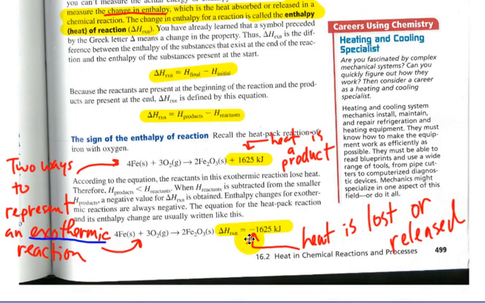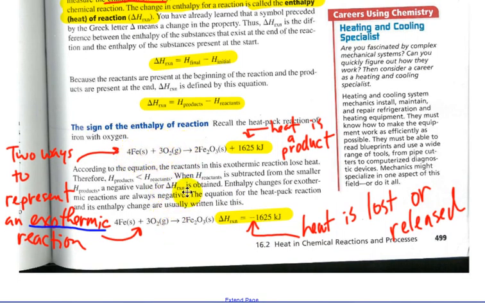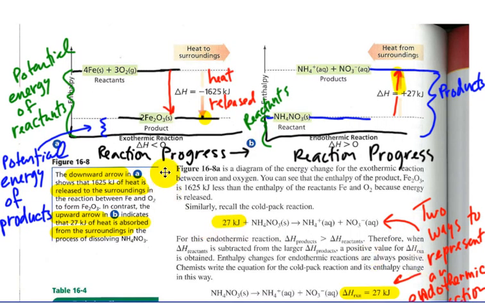Just like if you had $20 in your pocket and you lost it, you would have negative $20. So we can represent exothermic reactions in those two ways. Heat is released, so it's indicated by a negative sign if we just write it off to the side. Also, we can represent it in terms of a graph.